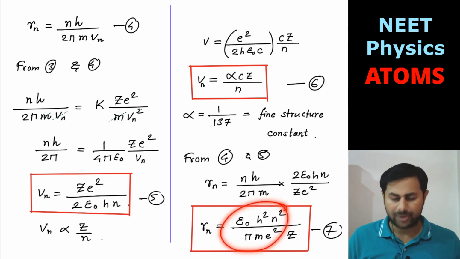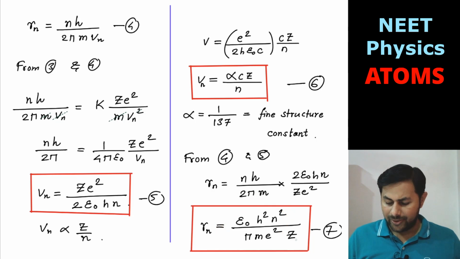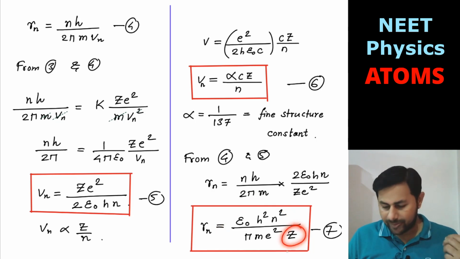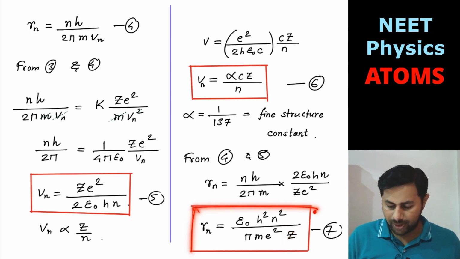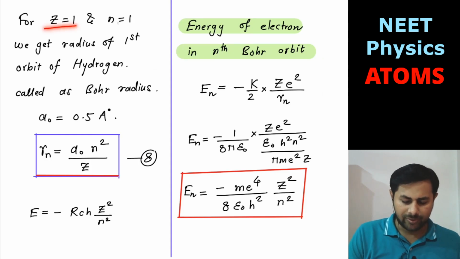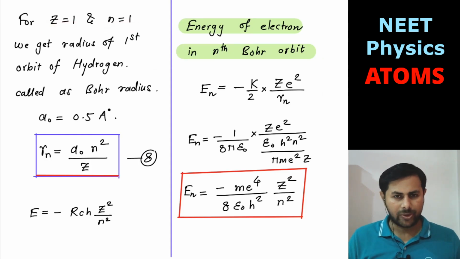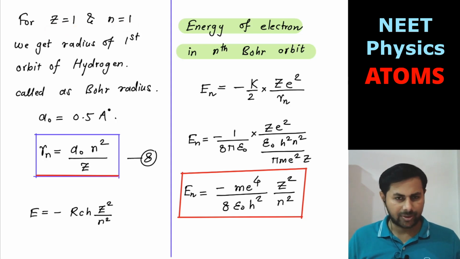Okay, just for hydrogen it is epsilon naught square h square n square by pi m e square. And if you have some other alkali atom, then there will be an extra Z in the denominator. So this is the formula for Rn, and then for Z equal to 1 and n equal to 1, you get the first orbit of Bohr atom.